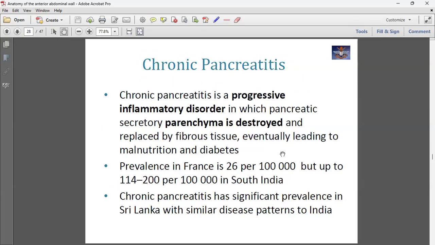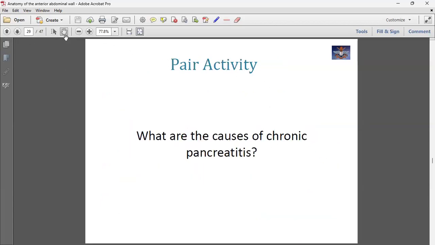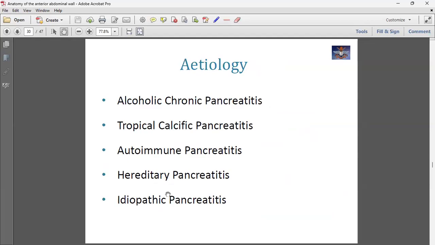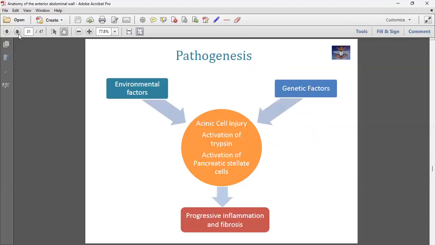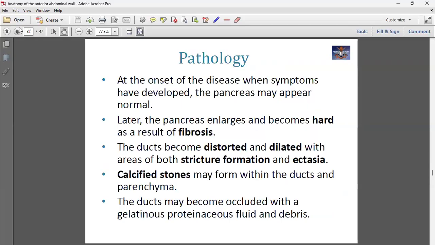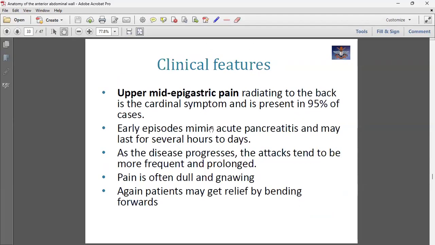Okay, so a bit on chronic pancreatitis. So it's a progressive inflammatory disorder where the pancreatic parenchyma is destroyed. So etiologies for chronic pancreatitis, you guys can read through these etiologies especially. Once again, the pathogenesis is somewhat the same as acute pancreatitis, but this time there's progressive inflammation and fibrosis. Okay. Clinical features, as I discussed earlier, it's somewhat a chronic or recurrent epigastric pain picture. And on top of that there will be recurrent attacks of acute pancreatitis, okay, and relief on bending forward.